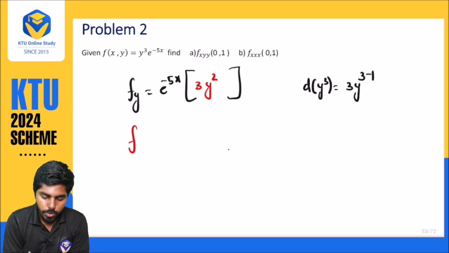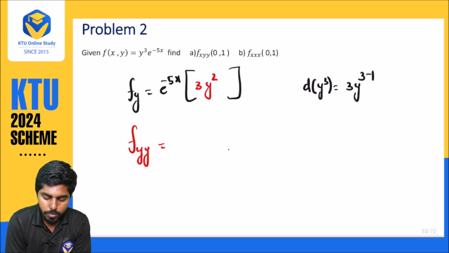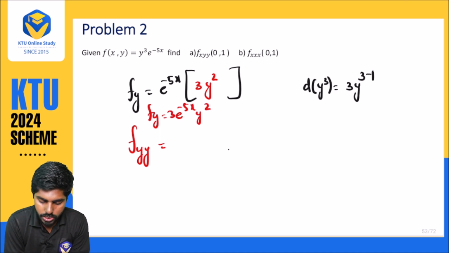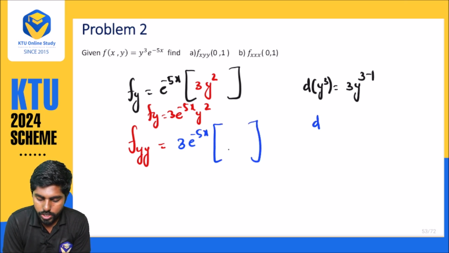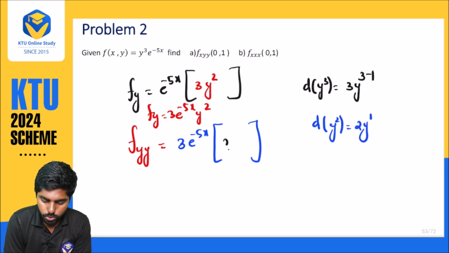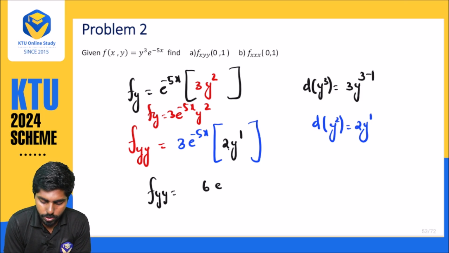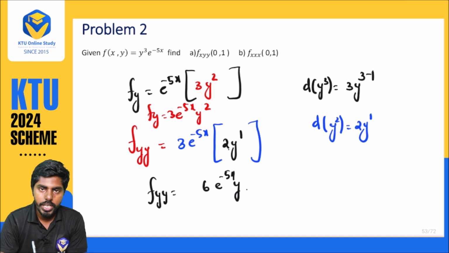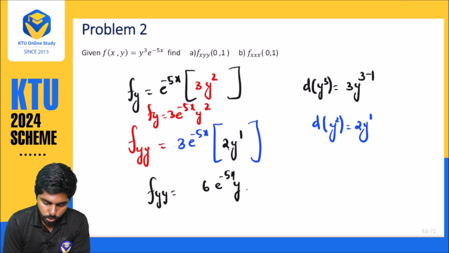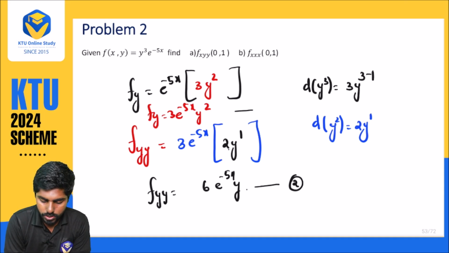Now again partial derivative with respect to y, what will we get? Here f of y is equal to e power of minus 5x into 3y square. What is constant here? Constant here is 3 into e power minus 5x. So the partial derivative of y square is 2 into y power 1. So f of y y is equal to 6 e power of minus 5x y. Now we want to take the partial derivative with respect to x. This is the second equation, this is the first equation.